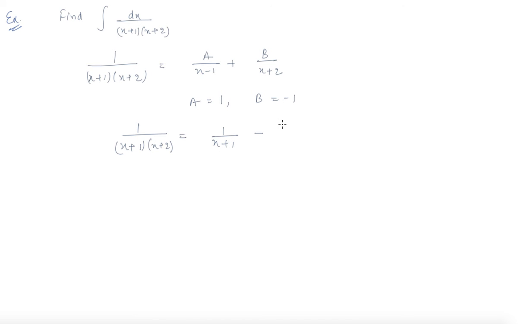So now I am putting the values of A and B. Okay, so now my integrand is this minus this. So this is basically log of x plus 1 minus log of x plus 2 plus c. Or I can write log a minus log b as log of a over b.